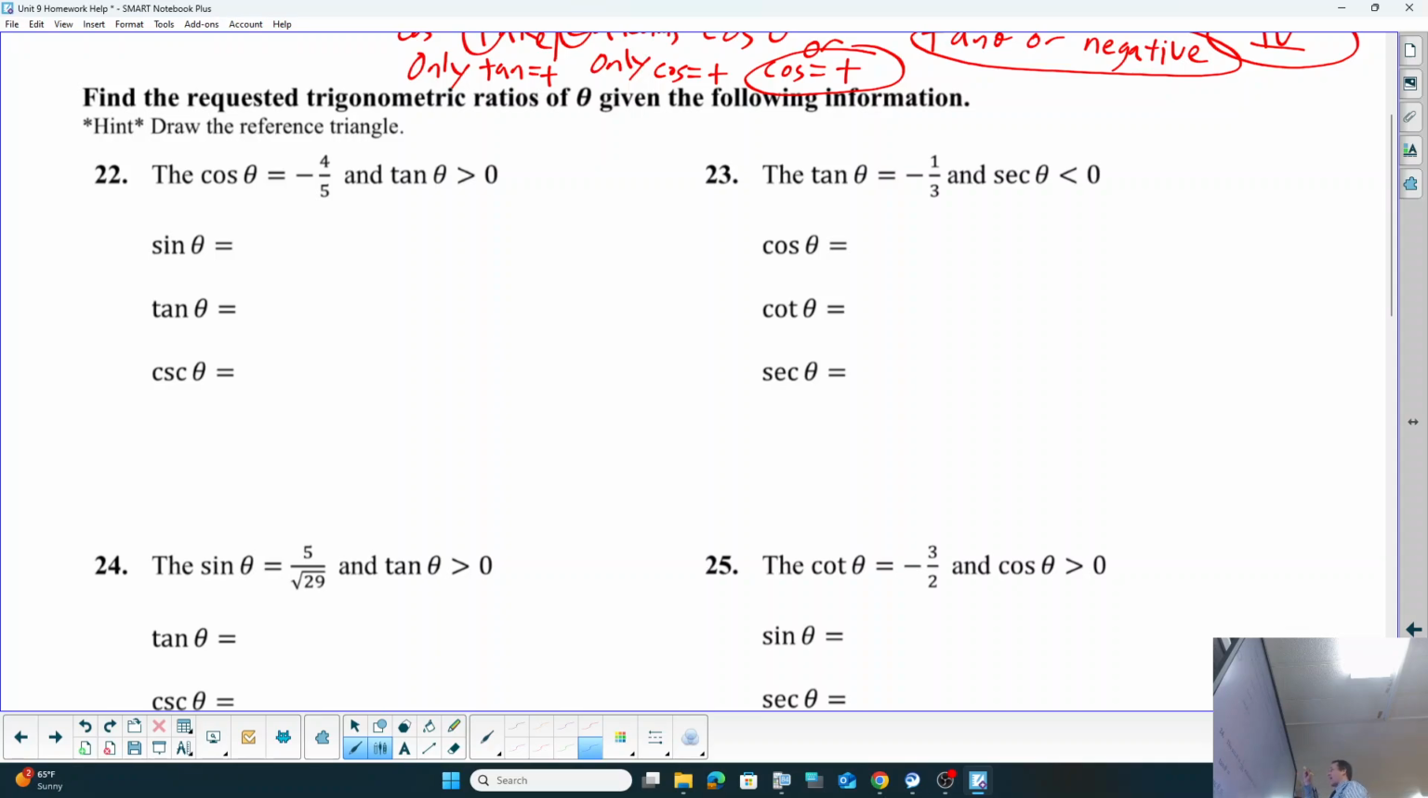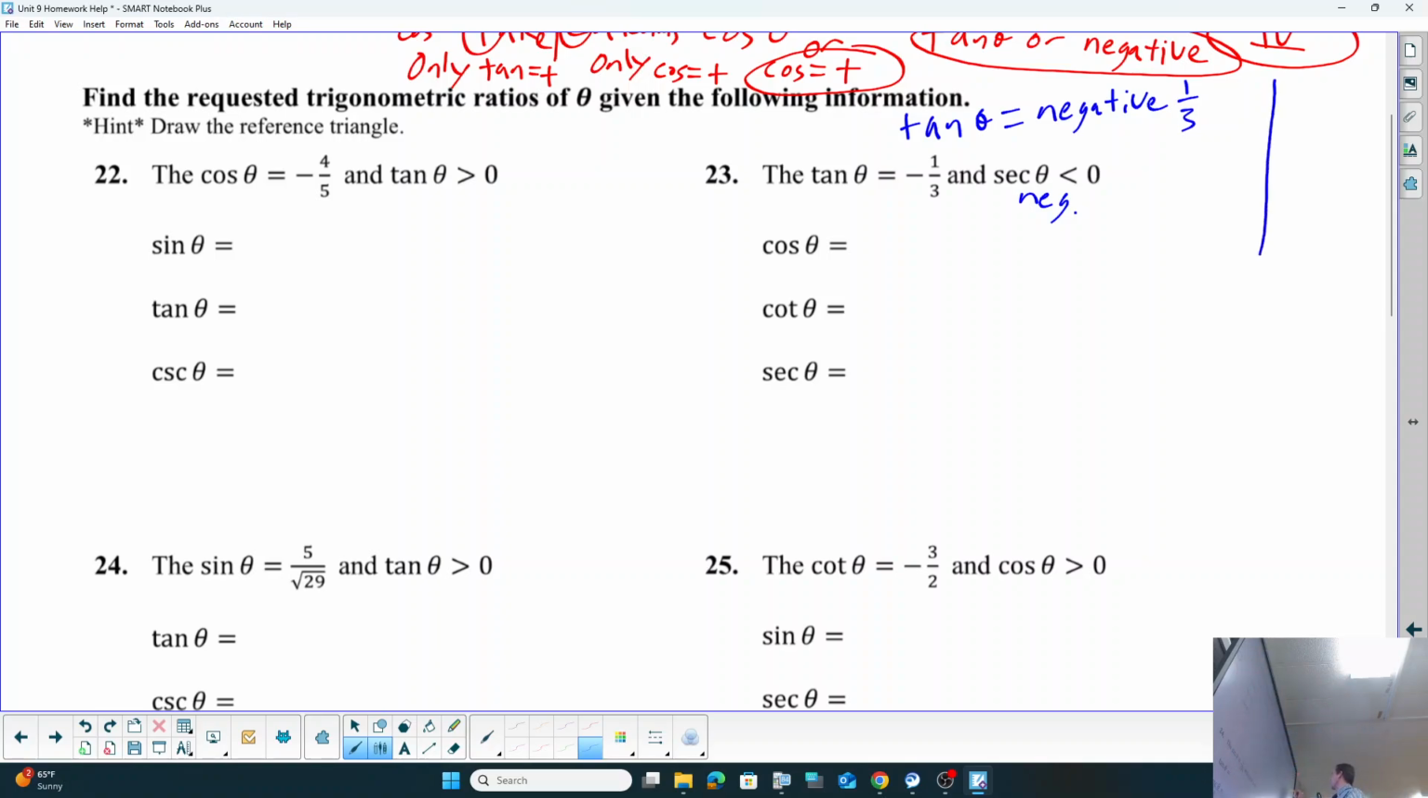Okay, what is tangent, right? So first of all, we have to find the right quadrant, then we can graph the triangle with the reference angle. So we want tangent to be negative. So tangent is equal to negative 1/3. And then secant is also negative, less than 0. Less than 0 means negative.